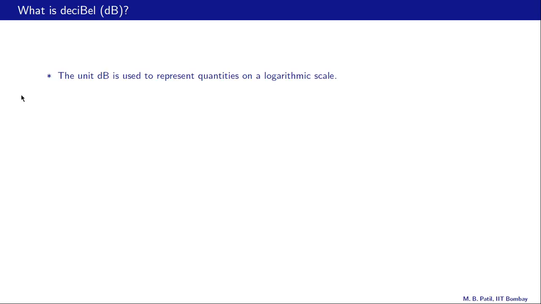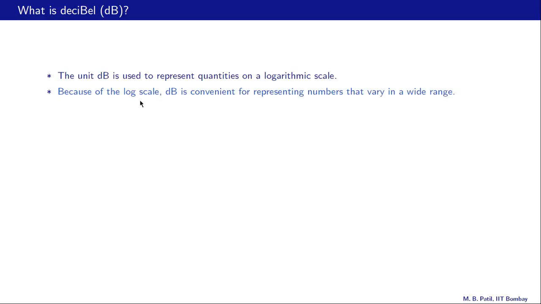We are now going to look at how to plot things like gain of an amplifier as a function of frequency. And before we do that, it is useful to look at this unit called decibel, or dB in short. The unit dB is used to represent quantities on a logarithmic scale as opposed to a linear scale.